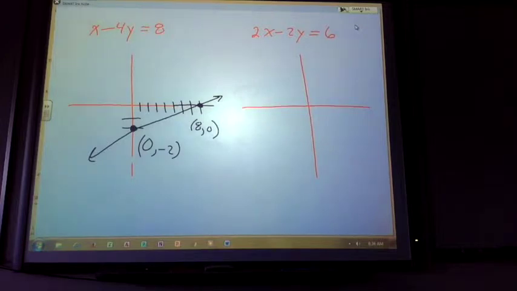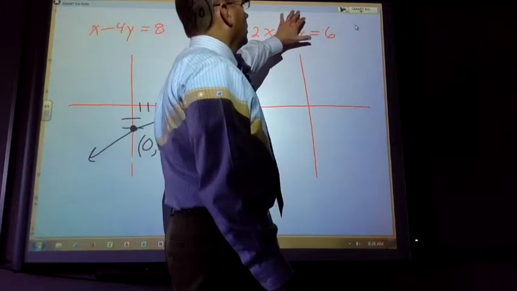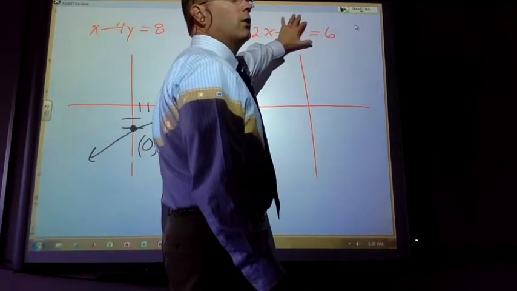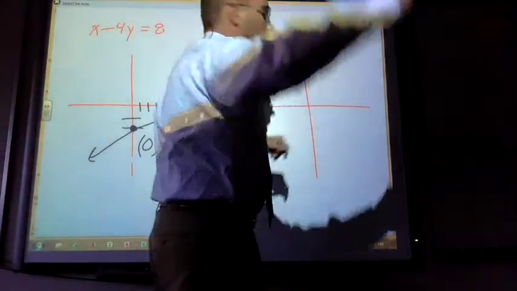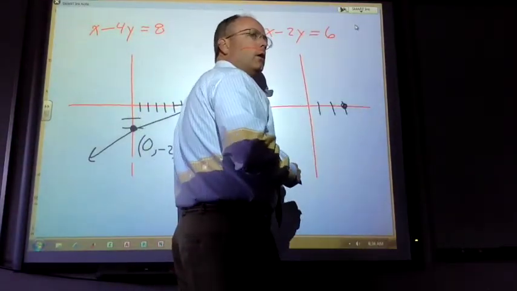You ready? All right. I'm going to use the cover method. The reason I'm using the cover method is it's set up in standard form. Standard form means it's not y equals. Still with me? So, what is x equal to if 2x equals 6? 3. I like it. 1, 2, 3. Tell me what this is as a point.